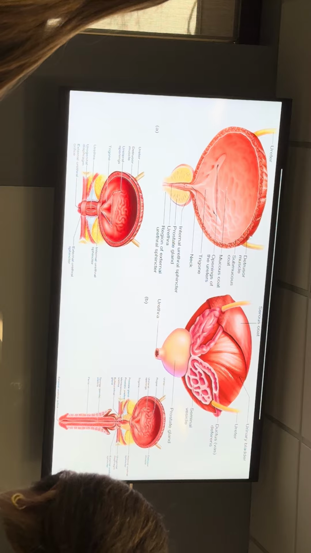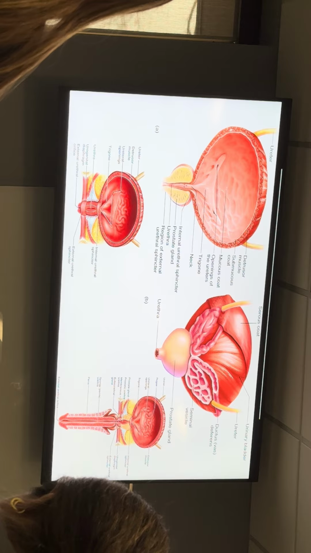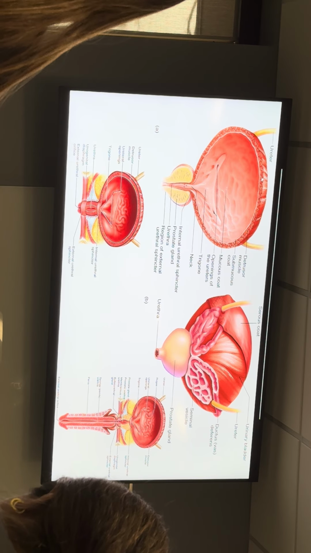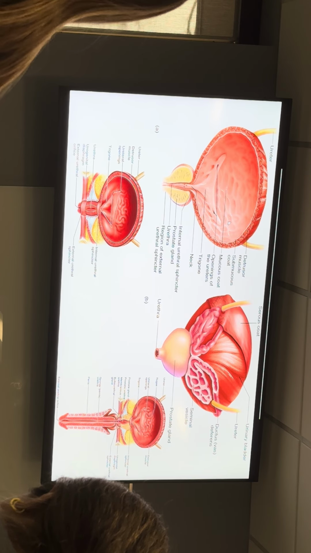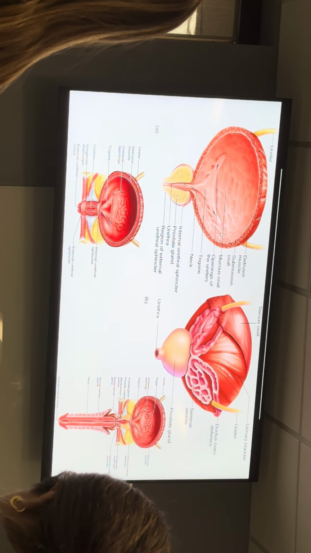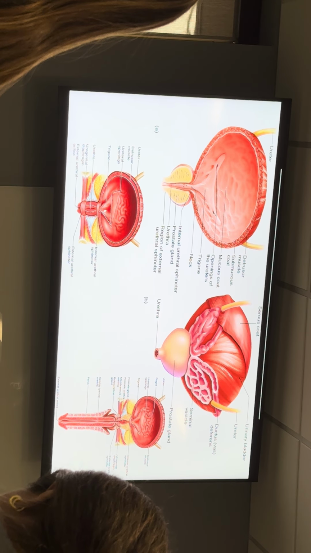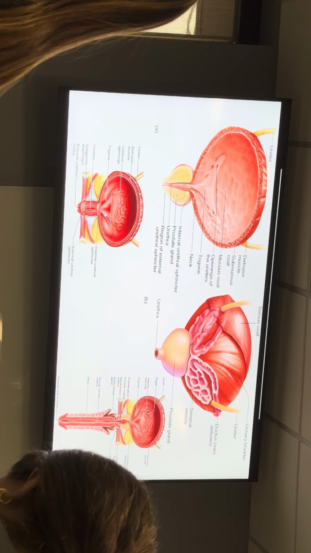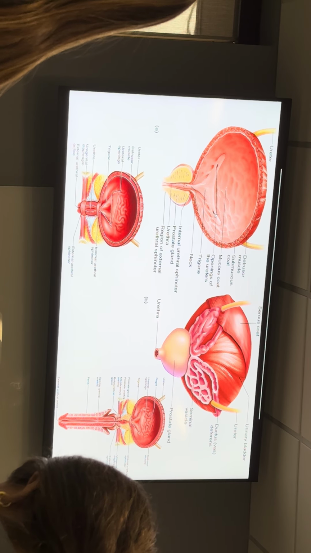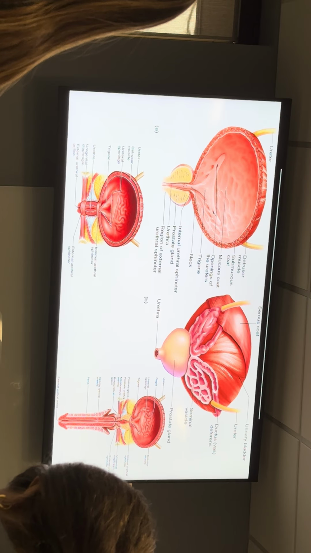We have on the outside your detrusor muscle that makes you urinate. You have rugae in your mucous membrane, which is made up of transitional epithelium. And then you have your trigone, made of the two openings for your ureters and the one opening for your urethra. In the woman, it's the exact same as the man. There are no differences at all in the bladder. There are differences in the urethra.